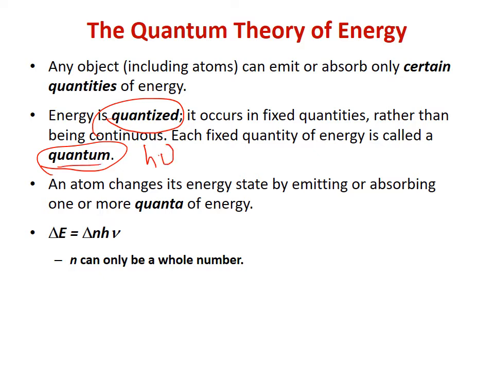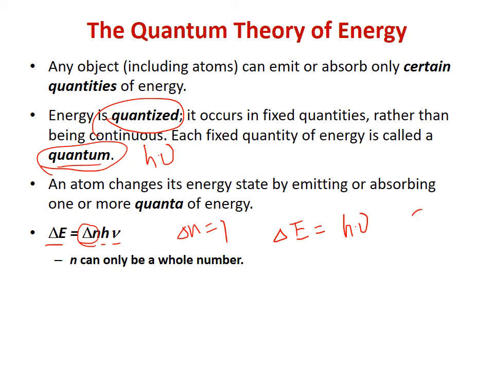An atom changes its energy state by emitting or absorbing one or more quanta of energy, and the energy of the emitted radiation is equal to the difference in the atom's energy state, and therefore delta E equals delta n times h nu. The smallest change occurs when an atom in a given energy state changes to an adjacent state, and that means delta n equals 1. So delta E equals h times nu.